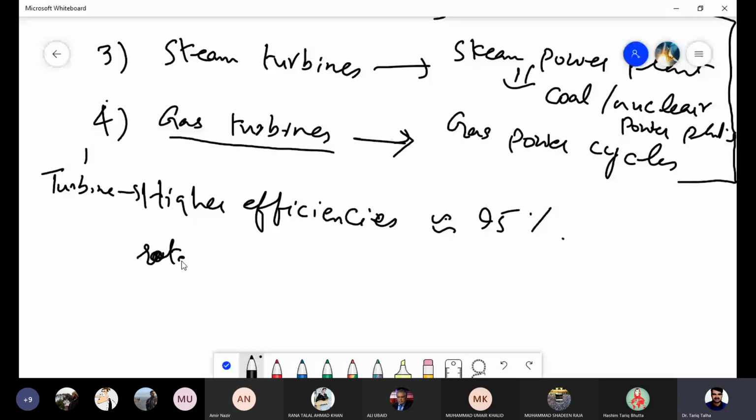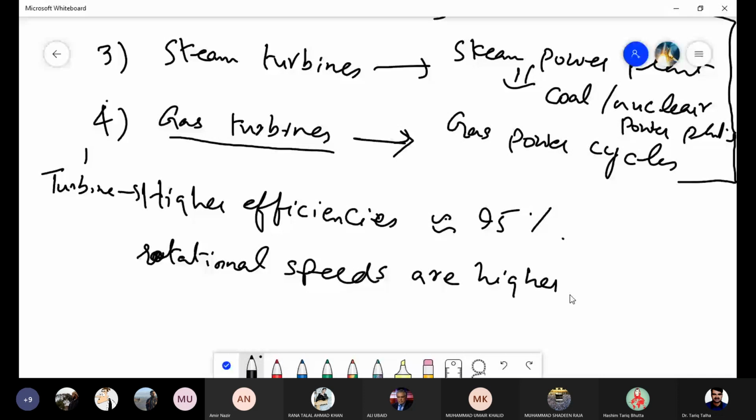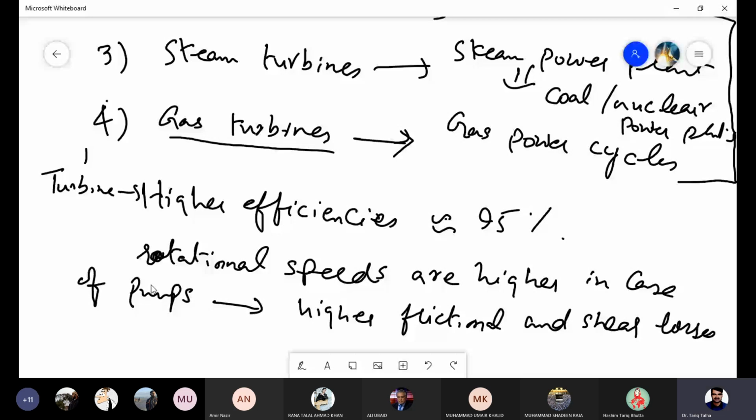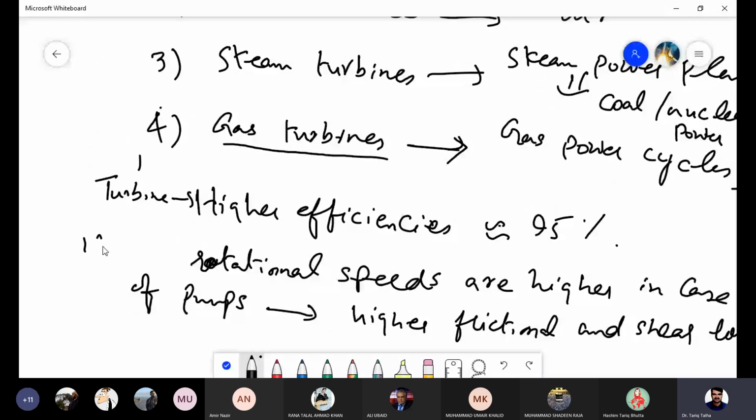Speeds are higher in case of pumps. So that leads to higher frictional and shear losses. Right? And so this is one reason why turbines have higher efficiency as compared to pumps.